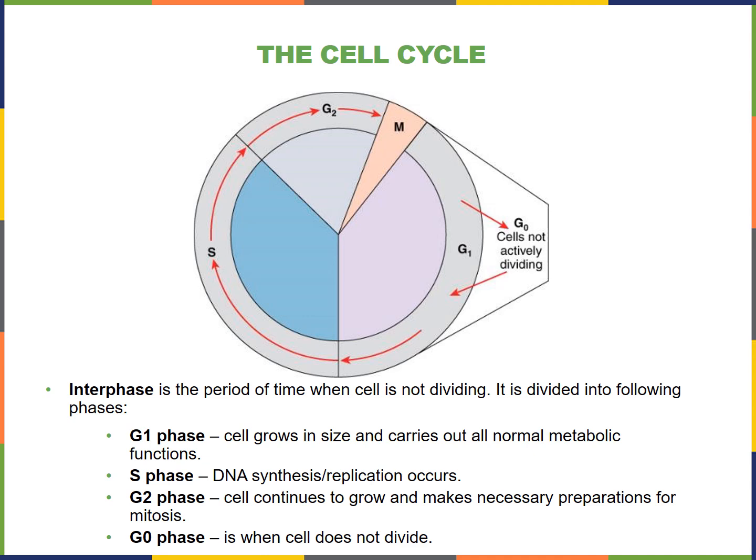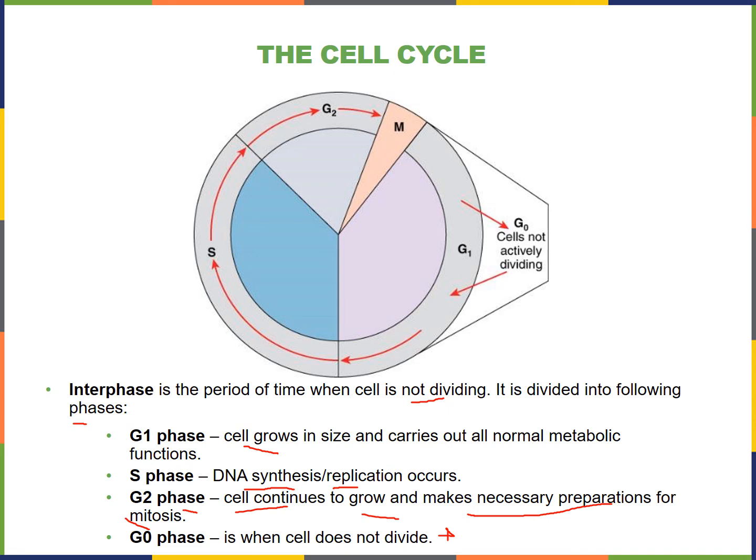Interphase is the period of time when the cell is not dividing. It is divided into the following phases. G1 phase: the cell grows in size and carries out all normal metabolic functions. S phase: DNA synthesis, replication, occurs. G2 phase: the cell continues to grow and makes necessary preparations for mitosis. And G0 is when the cell does not divide.